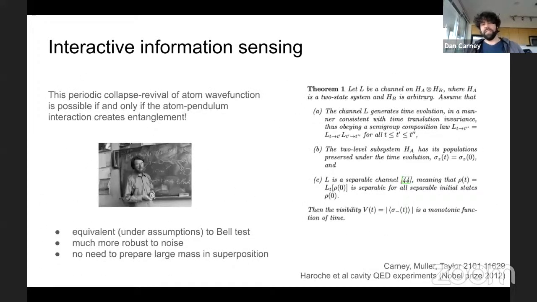So what's the real statement here? Is this really like a kind of a Bell test? Basically, the answer is yes, although you have to make a few caveats. I wouldn't try to read this theorem. I just showed this to say that we made it precise. The basic statement is that if you see in this atom the collapse and revival of its wave function, and you know that it's happening because of the pendulum in a precise sense, then you can show mathematically that this is only possible if there's entanglement being generated and then destroyed and then generated and destroyed. And this has to do with monotonicity arguments and so forth.